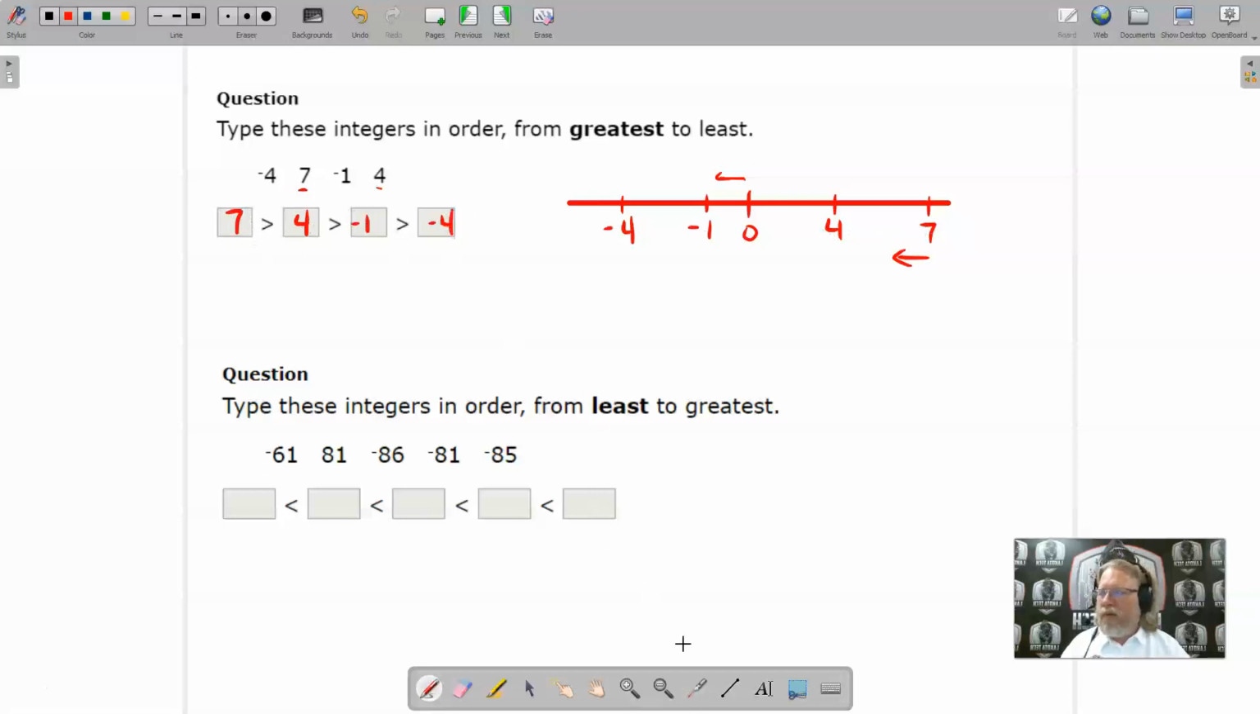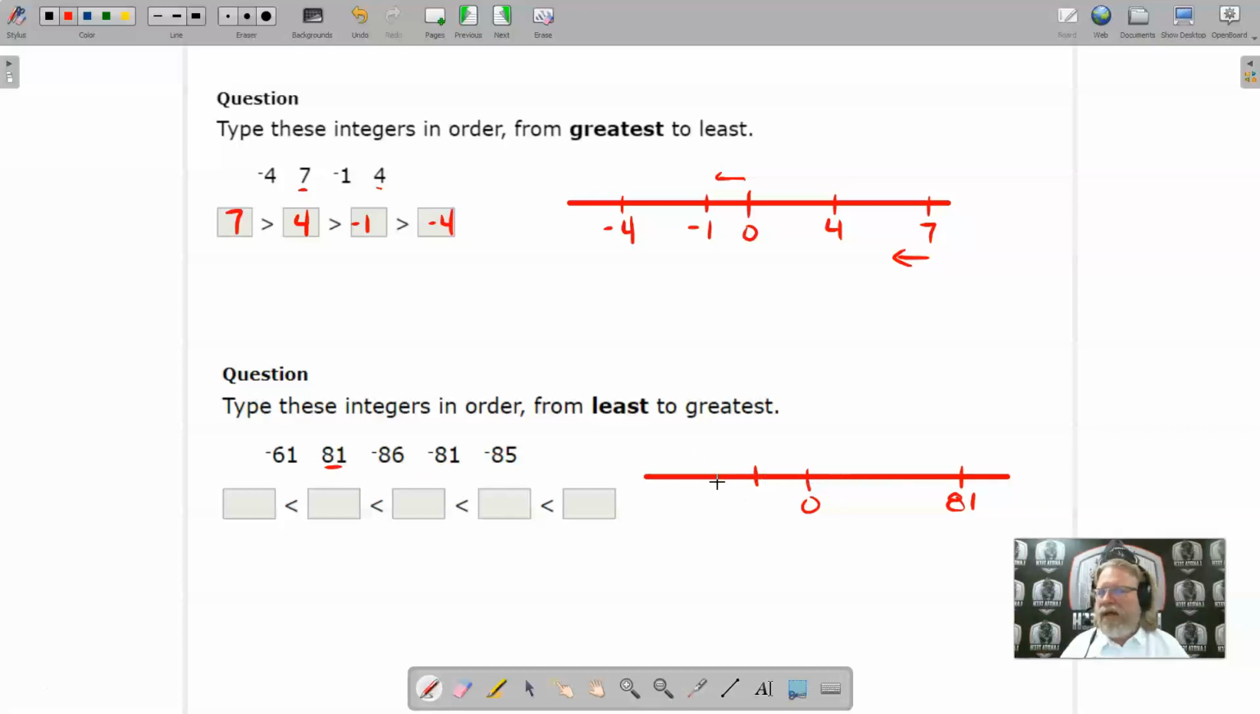Number line works pretty well to organize this. Some of you may be able to do it without the number line, which is great. If you can do it without the number line, that's fine. If the number line seems to help you, then I strongly encourage you to use it. So I have a positive 81. That's the only positive number. So that's going to be here all by itself.